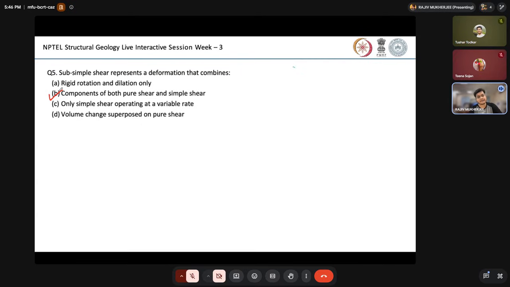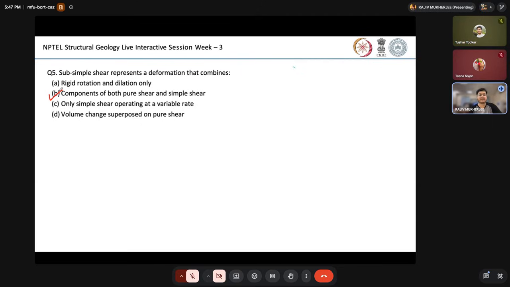And as I said previously, rigid rotation and dilation, these things are completely different. Dilation, as I told already, is fairly isotropic and there is no variability. That means it's a very homogeneous kind of deformation. So there has to be no rotation involved in dilation. So that's why dilation is not an answer.